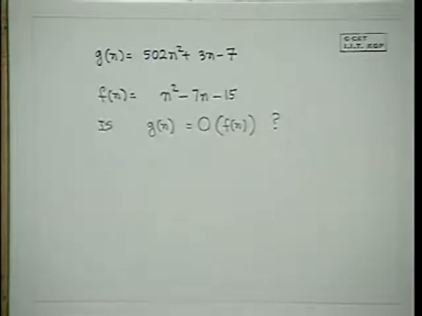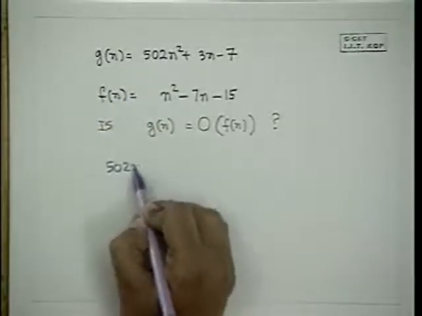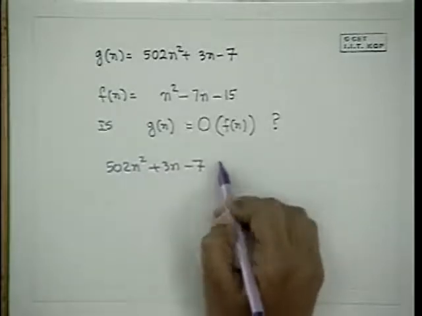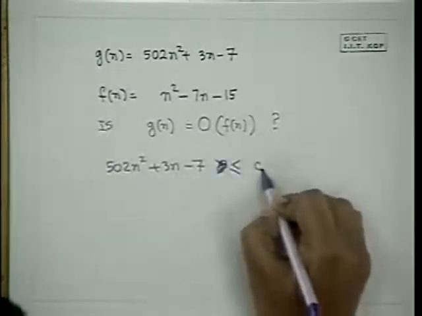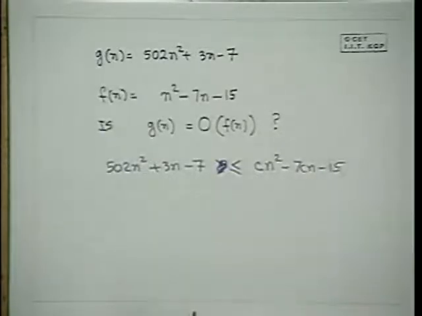What is the answer? Is Gn upper bounded by Fn? Yes or no? That means you have to prove that 502 n square plus 3n minus 7 is less than or equal to c n square minus 7cn minus 15 for some c beyond some n naught. You will get it.